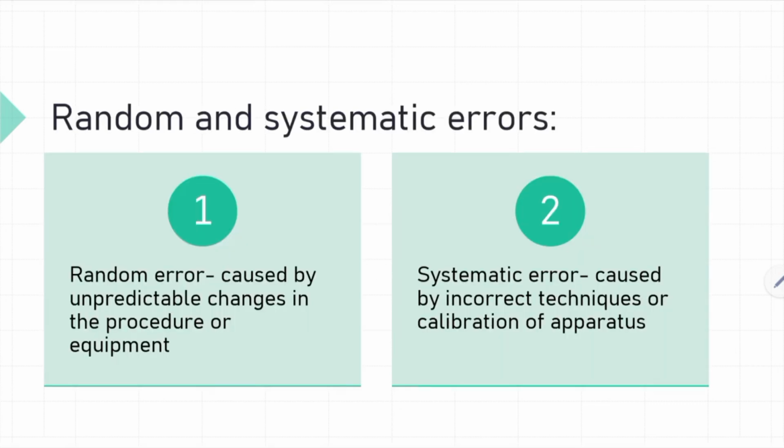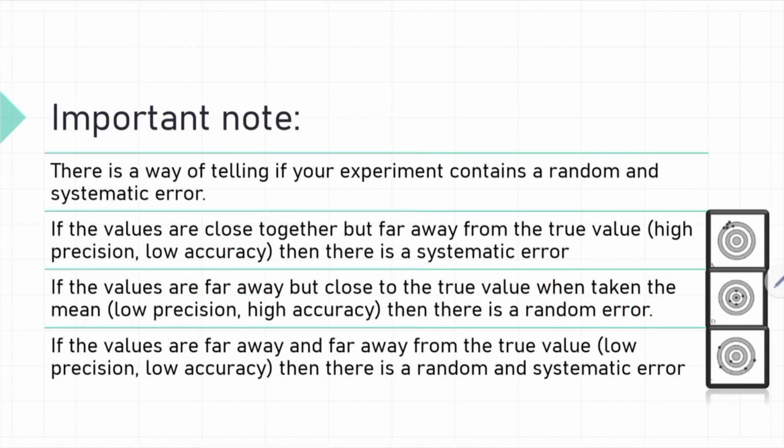So now we are going to be going over the second portion of the video, which is systematic and random errors. So random error is caused by unpredictable changes in the procedure or experiment, and systematic error is caused by incorrect techniques or calibration of apparatus.